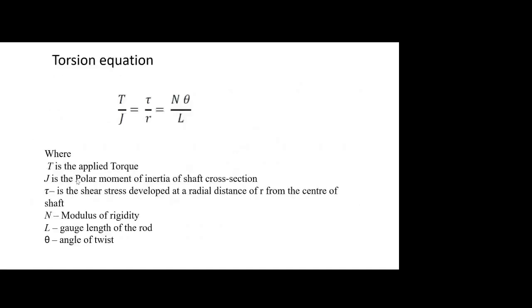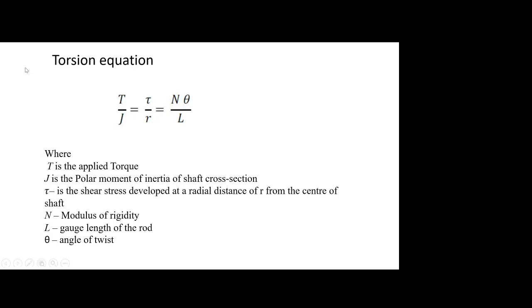So this is the fundamental equation that we are using. The equation says that T by J is equal to tau divided by R is equal to n theta divided by L. This is similar to what we use in the flexure formula, that is M by I is equal to E by R is equal to sigma by Y, which you used in your previous experiment, called the flexure equation. This is called the torsion equation or torsional formula.